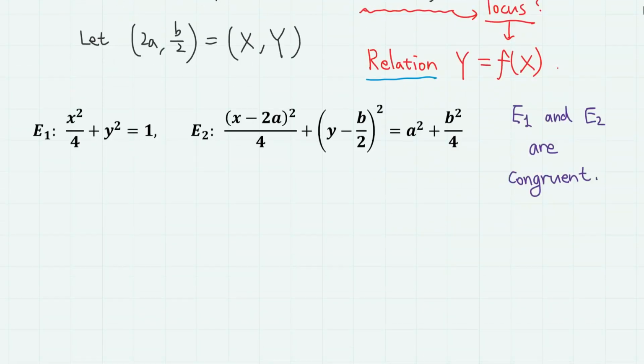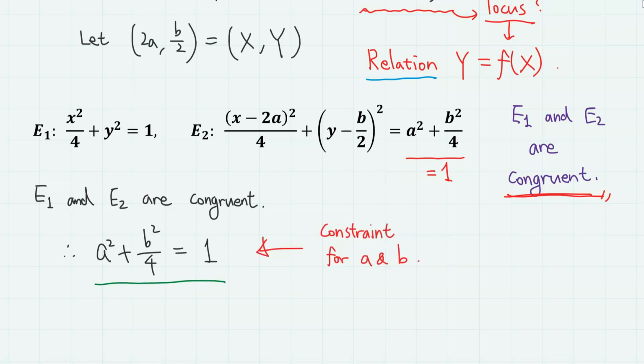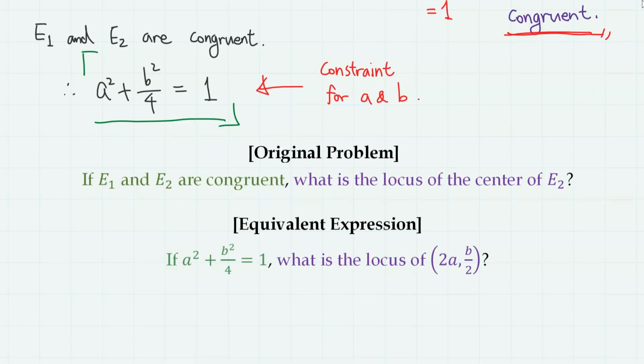In order to do so, we use the given condition in the problem. A and b can change in a way that the two ellipses E1 and E2 are congruent. This condition can be handled quite easily. If two ellipses E1 and E2 are congruent, then the right-hand side of the above equation of ellipse E2 must be 1. So we have this constraint for a and b. In other words, a and b can only have values that satisfy this relation. Now we have obtained an alternate expression of our problem that is more straightforward. The problem is equivalent to: if a squared plus b squared over 4 equals 1, what is the locus of the point (2a, b over 2)?